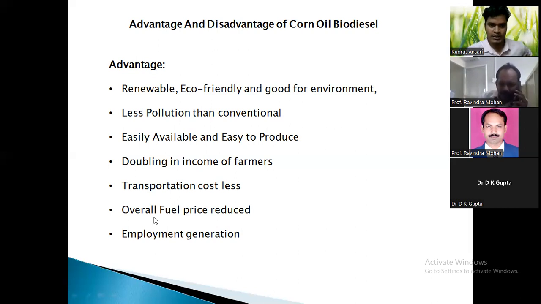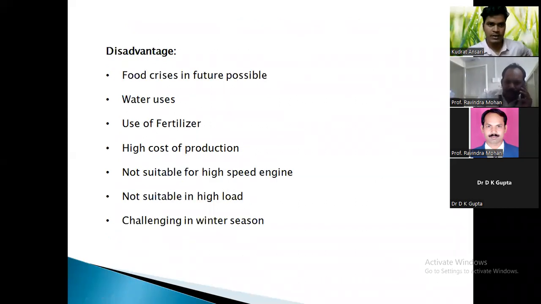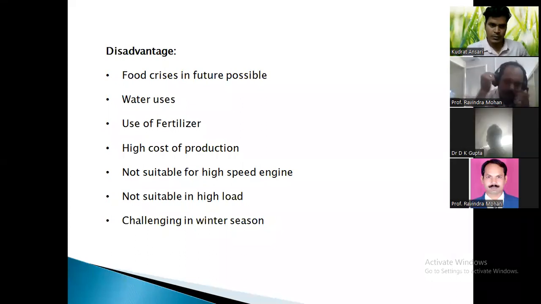Transportation cost is less, overall fuel price is reduced, and employment generation also occurs when they install the plant of biodiesel. Now the disadvantage is that there might be a possible food crisis in the near future, and also since corn is a crop that uses a lot of water and a lot of fertilizers, maybe it will lead to high cost of production.